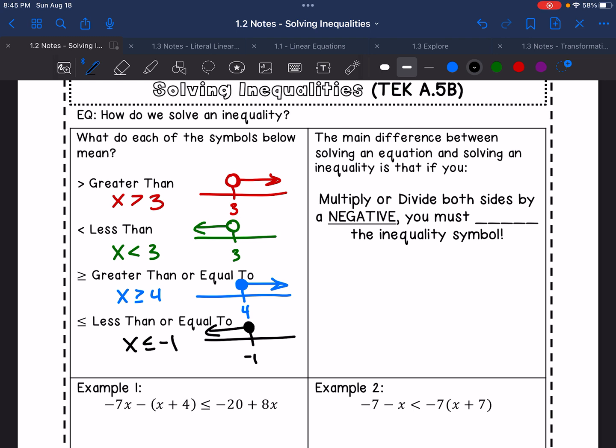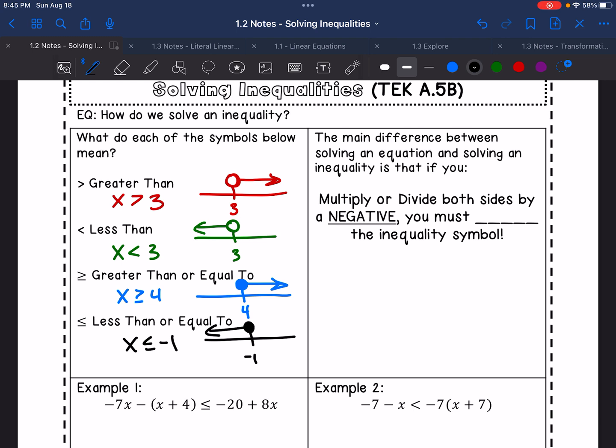All right, so we can use number lines to represent solution sets because technically when you solve an inequality, you have more than just one answer. Your answer is not equal to just one number. There are going to be several numbers that make the inequality true. It's not like an equation with an equal sign.